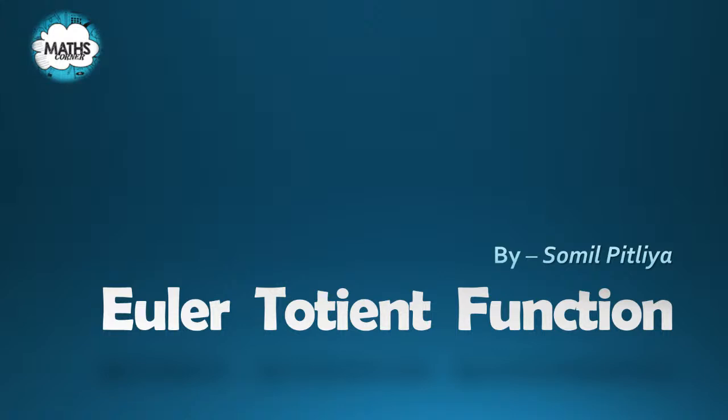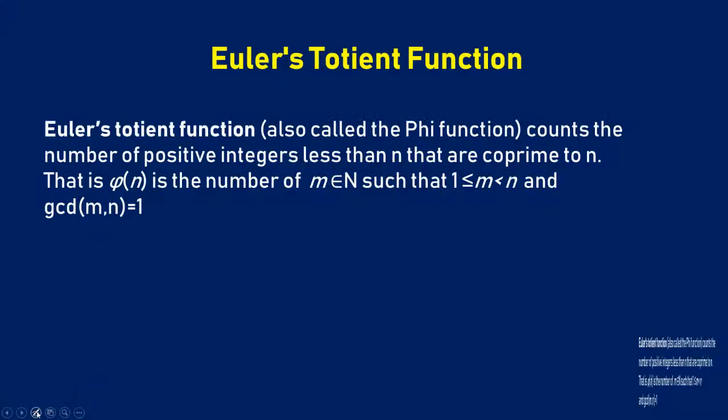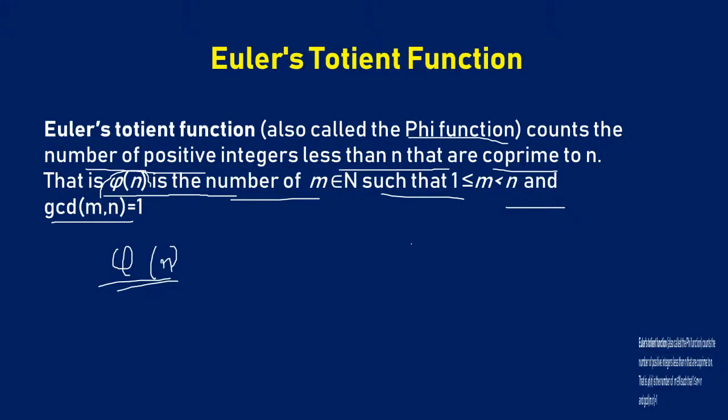Okay, so let us start with the Euler Totient function, which calculates the number of co-prime numbers for a given number. The phi function counts the number of positive integers less than n that are co-prime to n. So let us try with an example.